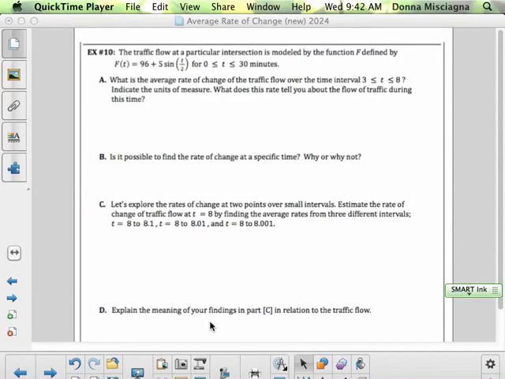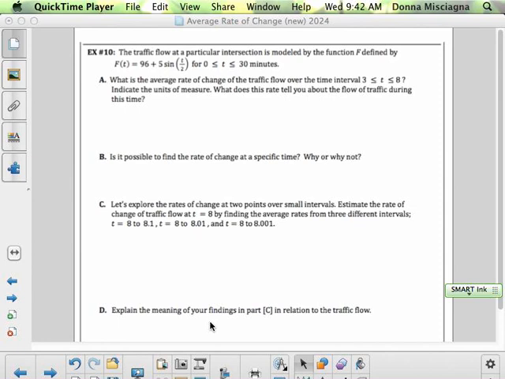All right, so here's our first question. Example 10. The traffic flow at a particular intersection is modeled by the function f defined by f of t equals 96 plus 5 sine of t divided by 2 for 0 to 30 minutes. So we're just looking at the traffic flow for 30 minutes.